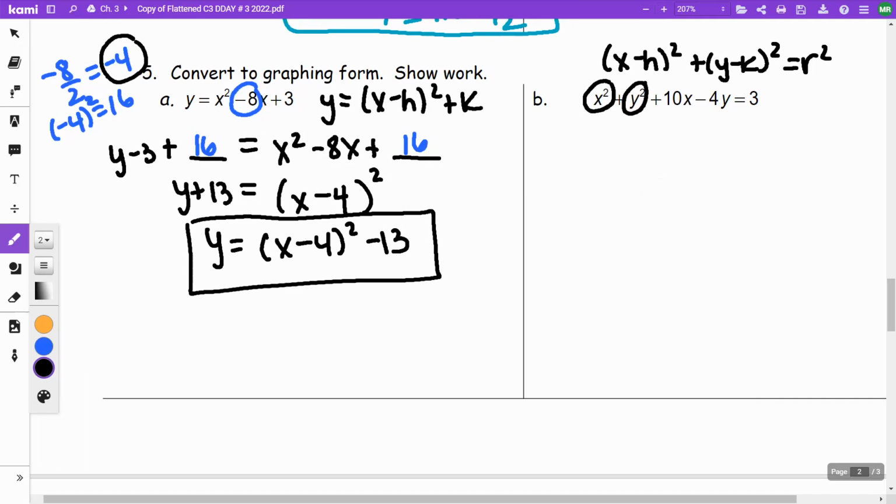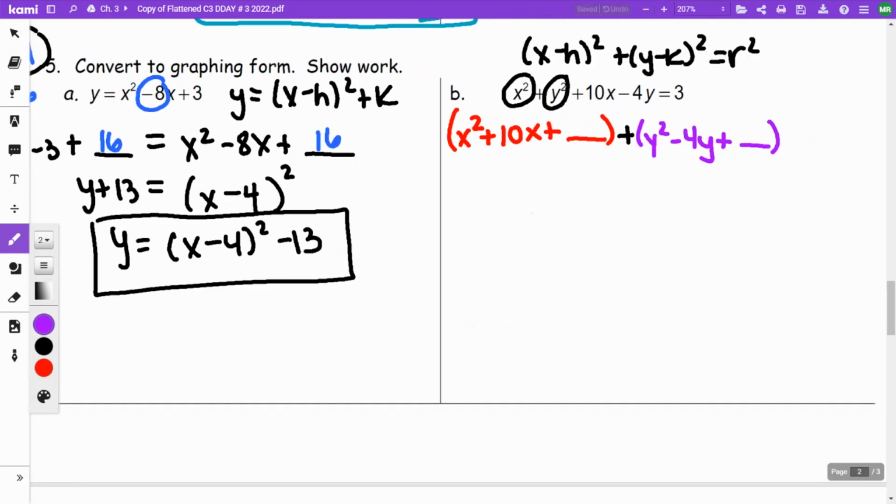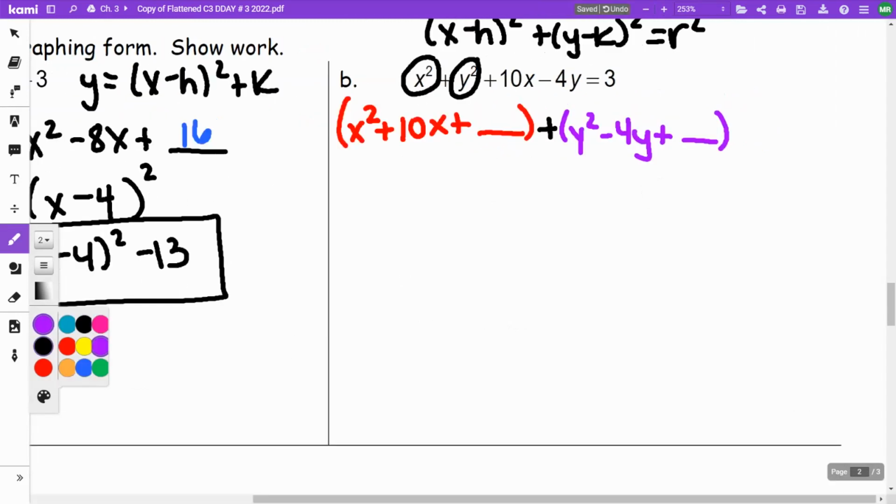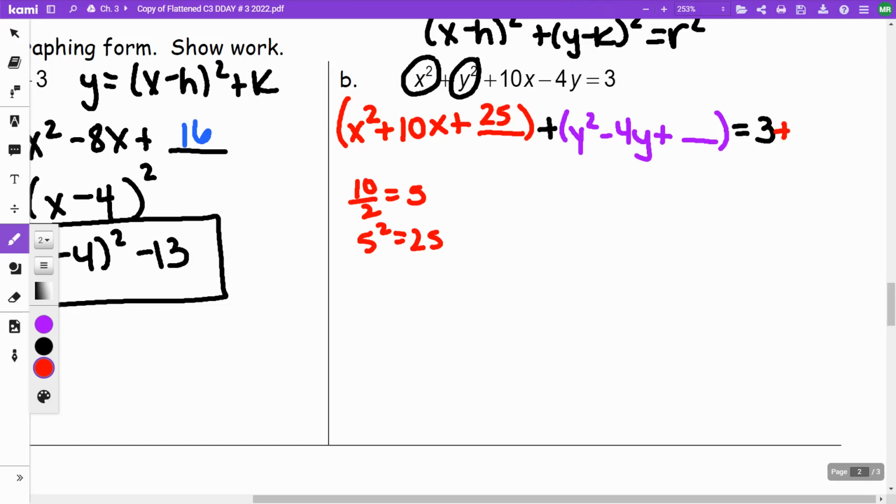On the next one, same idea, but I am going to have my x squared. So x squared plus 10x, let me group that together, plus something, plus, and then I'm going to have y squared minus 4y plus something, is equal to 3. So I'm going to take my b, which is 10, divided by 2, which is 5, and then 5 squared is 25. 25 here, and that means I'm going to add 25 here.